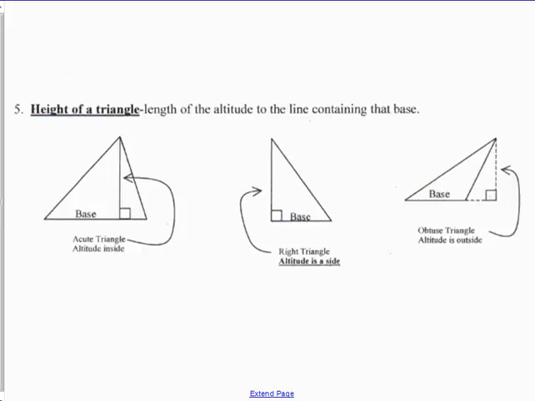The height of a triangle is the length of the altitude to the line that contains the base. So here's the base. Here's the height. Here's the base. This altitude right here is the right angle. There's the height. Here's the base of this triangle. It's not this extra stuff here. That's not base. And then the height is outside the triangle right here. You see, those are all 90-degree angles.